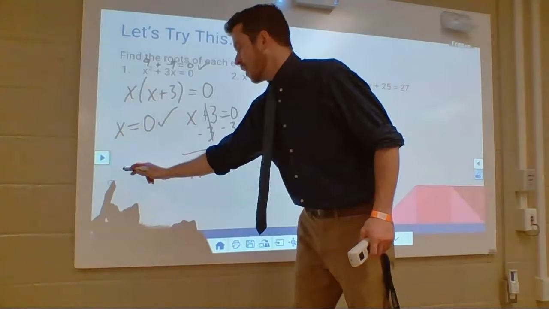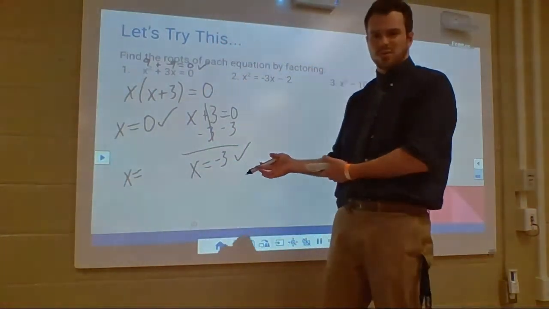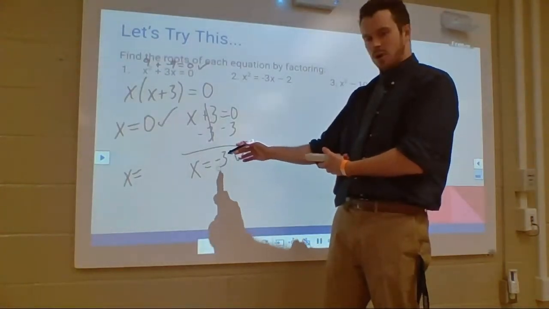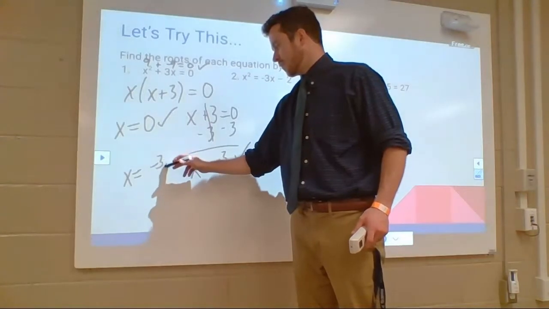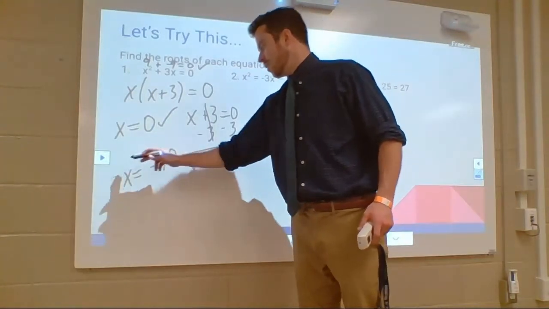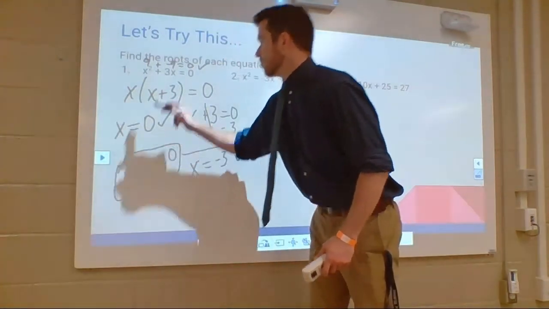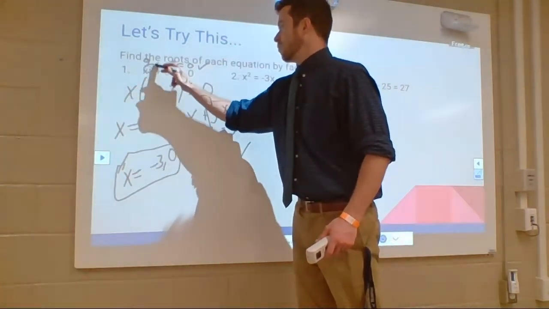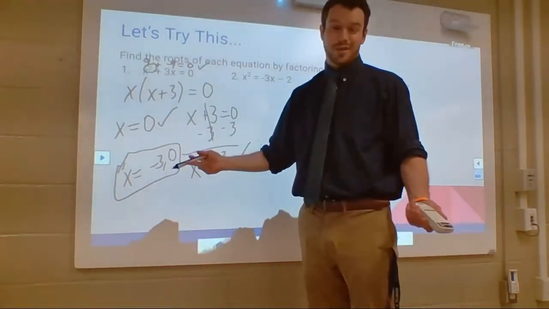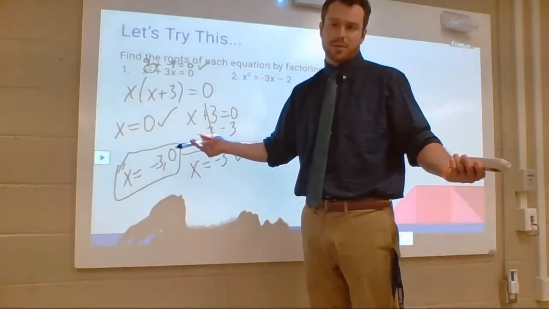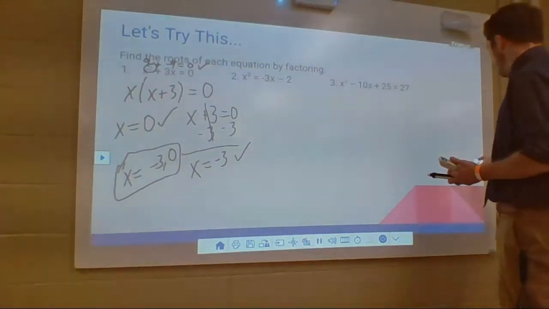So I can write them all in one place. I'm going to say x equals, and I'm just going to go least answer, the smallest answer, first. So negative 3 is less than 0. I'm going to write that first. So negative 3, 0. Those are my two solutions. Remember, the degree was 2. Those are my two solutions. Negative 3 and 0. And if you said 0 and negative 3, that would work. That would still be correct. Okay? So let's move on to problem number 2.